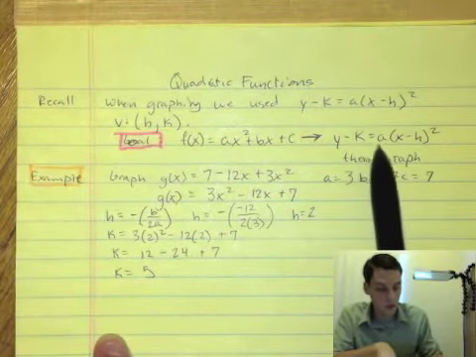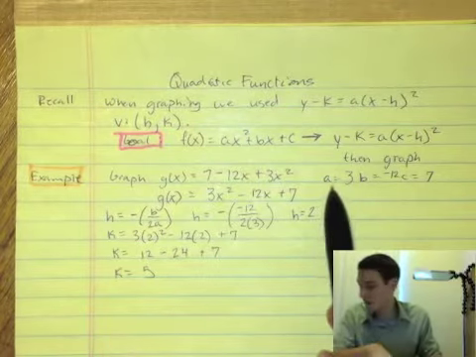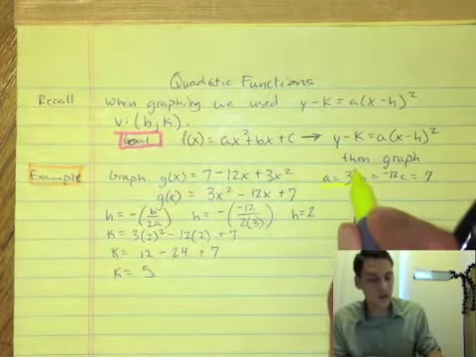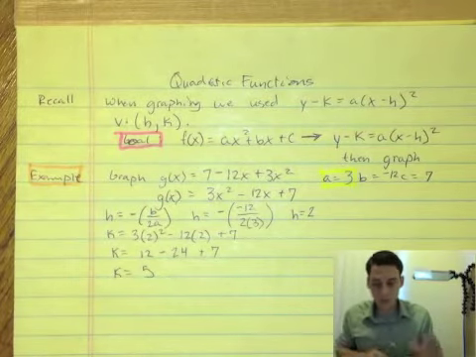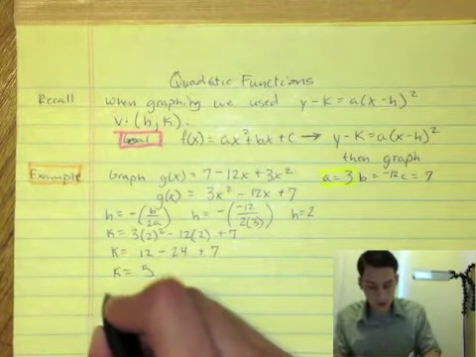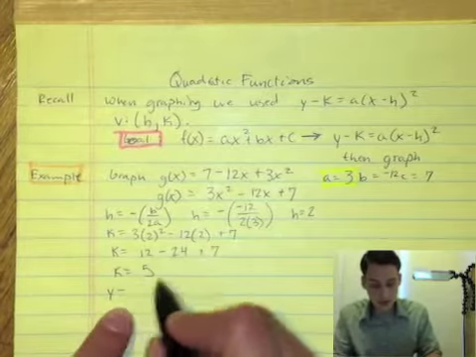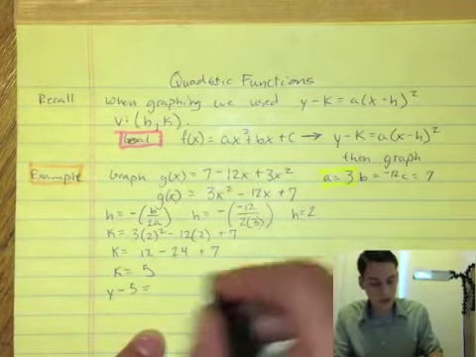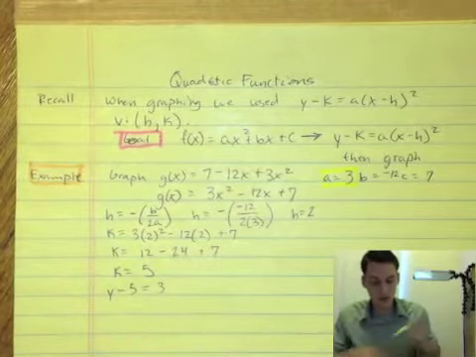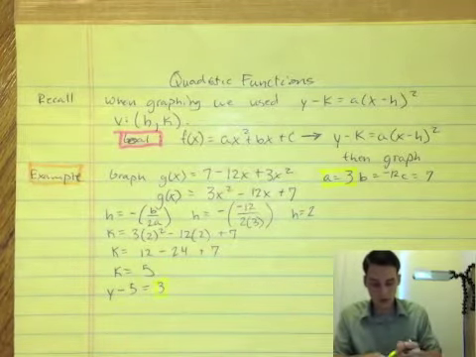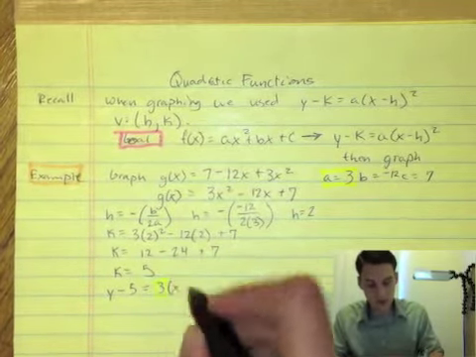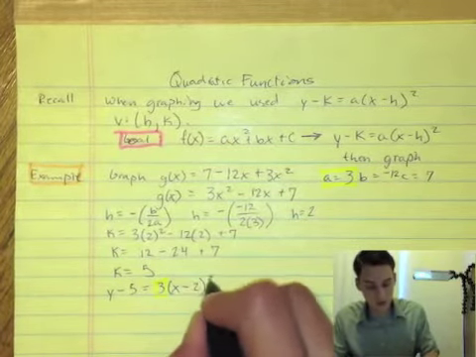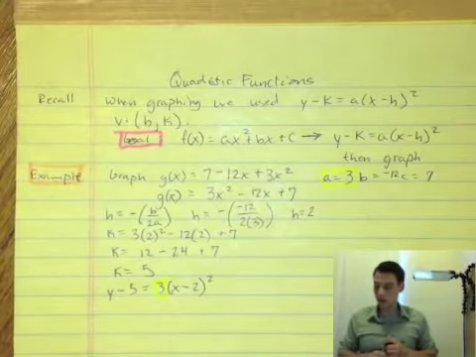So we have h, we have k. What else do we need in here? We need a, but a happens to be the same thing as it was when the equation was in standard form. So we have all the information we need. So y minus k, so k was 5, so y minus 5 equals a, which is 3, times x minus h, and h was 2. We found it to be 2. Quantity squared.